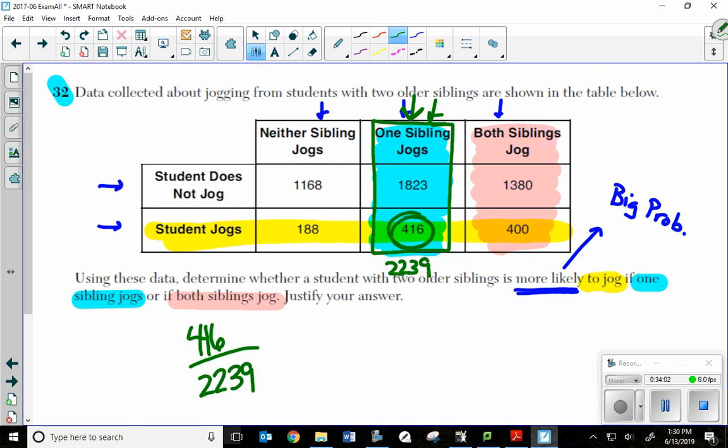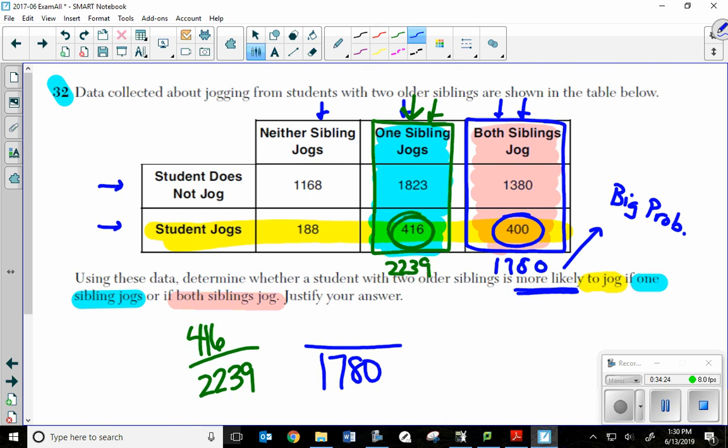Here we go. Okay. We got to compare that to this. If they have both siblings jog. Okay. What's that total? 1780. Okay. So out of the 1780 that have two siblings that jog, how many of those people jog as well? 400. Okay, so how do I know which one's bigger?